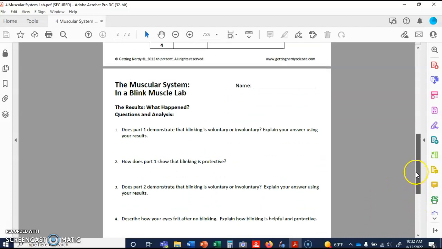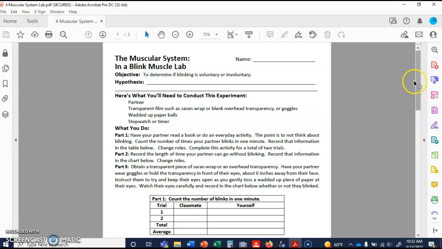So those are the questions you'll answer after this lab, and then you'll turn it in. Let me know if you have any questions.